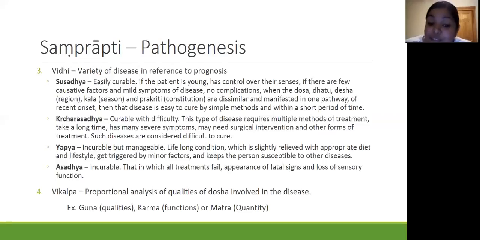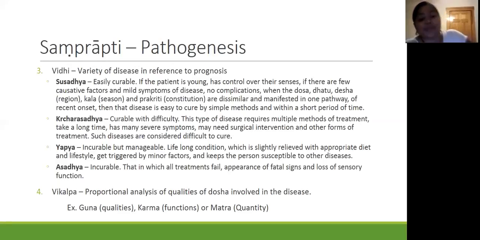Example of that is arshas, hemorrhoids. Even hemorrhoids is described as a disease that we can use surgical procedures. Okay? And other forms of treatment. And such diseases, they're curable, but with difficulty. The next is yapya, and yapya comes under the set of incurable diseases. Now, we cannot cure it, but we can manage it. We can get them to a state where they're living somewhat comfortably, but we cannot ever get rid of that. So there are diseases in Ayurveda that are indicated as yapya, or incurable but manageable.